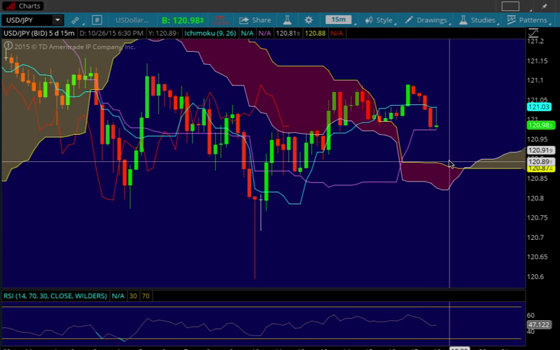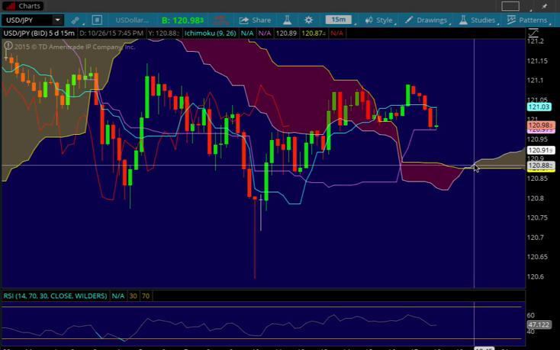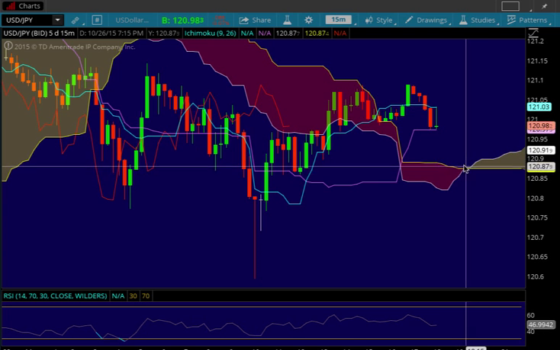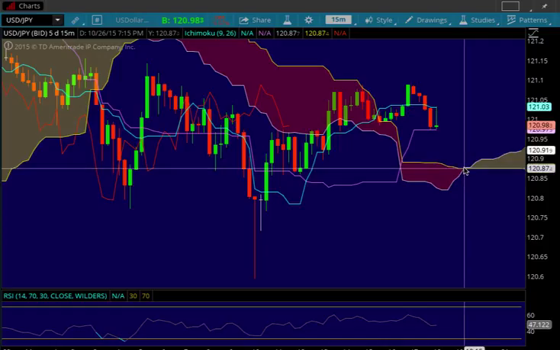And if we continue to sell off and we move forward in time, the next couple hours, we could test this cloud twist area. Wherever there's a cloud twist below or above price, you want to be careful, because price can tend to go through the cloud at that twisted area. That's about all I have to say on dollar yen.